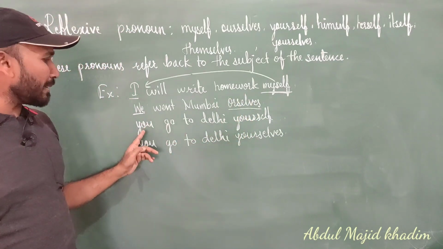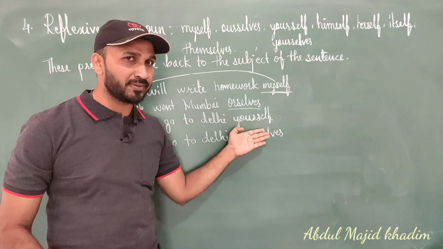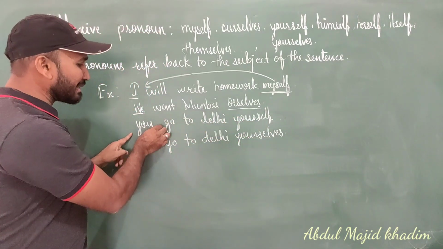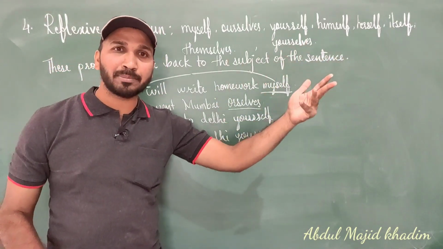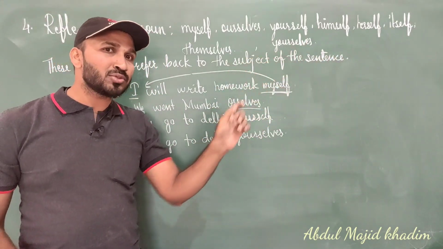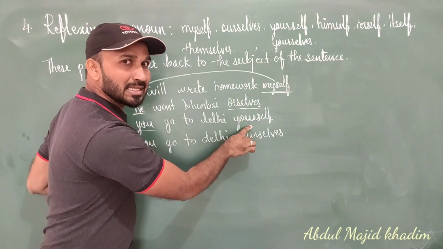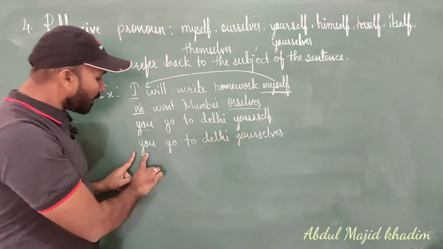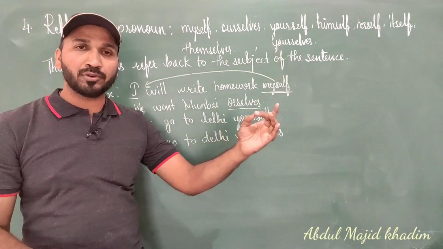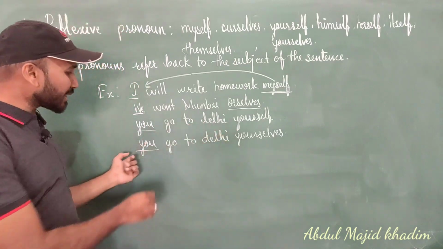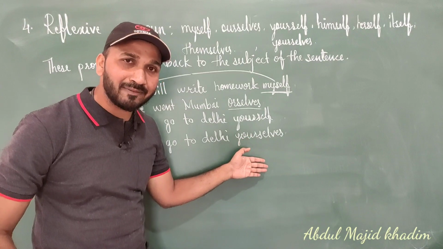See one more example: you go to Delhi yourself. Here the subject is singular. "You" can sometimes be singular, sometimes plural. When "you" refers to a singular person, it is yourself. When we are referring to the plural, meaning two, three, four persons, at that time we have to use: you go to Delhi yourselves.